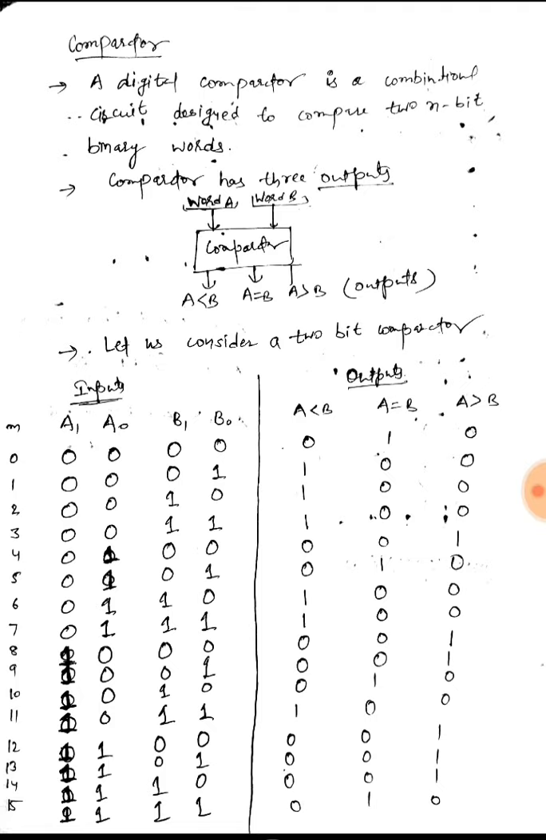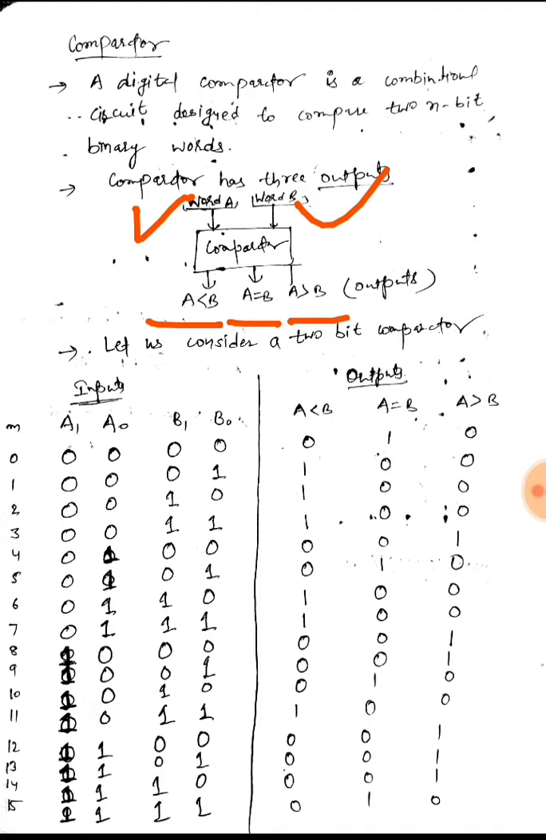A digital comparator is a combinational circuit designed to compare two n-bit binary words. So we will compare two n-bit numbers. It can be a 2-bit, 3-bit or 4-bit number, or any number of bits, and the output would be in the form that if we have two numbers A and B, the output would be either A is less than B, A is equal to B, or A is greater than B. So these three outputs are possible for a comparator if we are comparing two n-bit binary words.